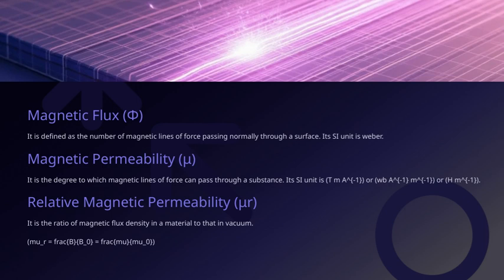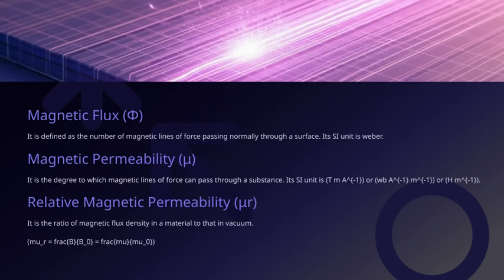The SI units for μr might seem a bit complex. It can be expressed in units like Tesla meters per ampere, Weber per ampere meter, or Henry per meter. These units help quantify the permeability in different contexts, but the key idea is that μr is a dimensionless ratio.